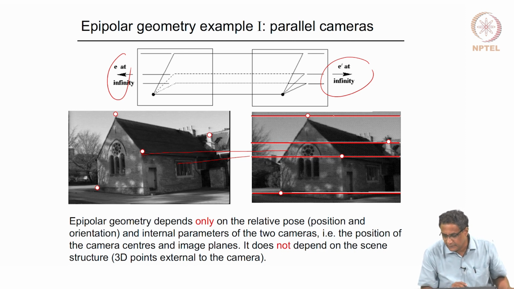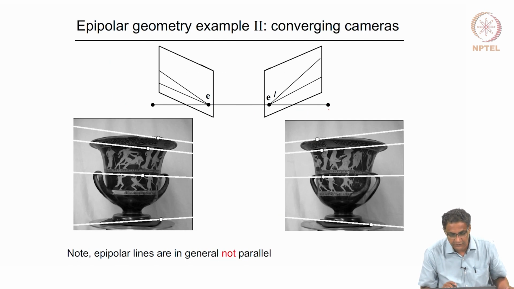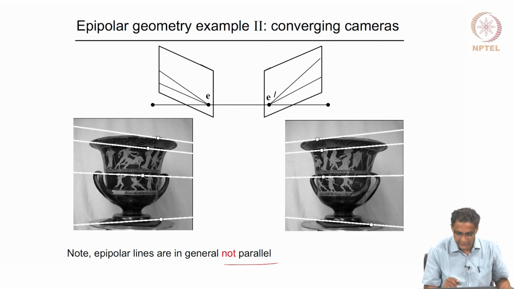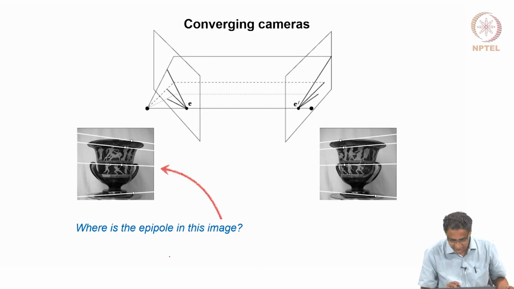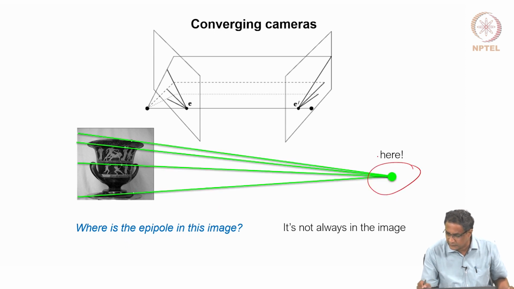The epipolar lines are simply the rows of the images. So it's easy to go and search for them. When you have converging cameras, your epipolar lines are no longer in general parallel, and it's also not true that the epipoles should lie in the image. For example, in this case, you can clearly see that the epipoles are not in the image, they can lie outside the image. So you can ask where is the epipole in this case, and you can show that the epipole is somewhere outside the image. So this is certainly possible.